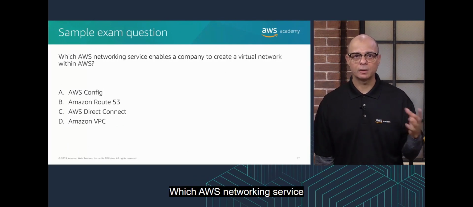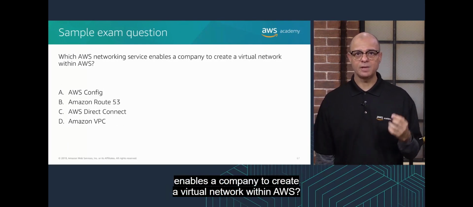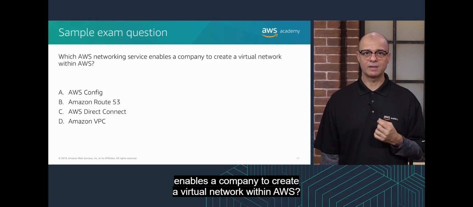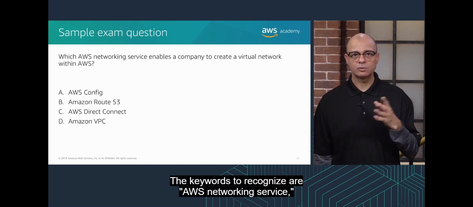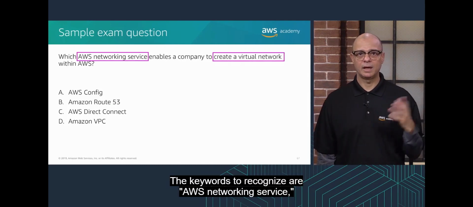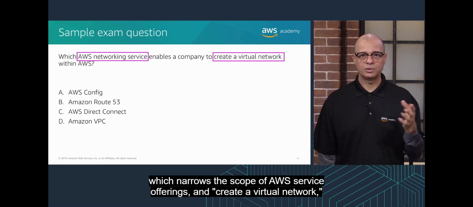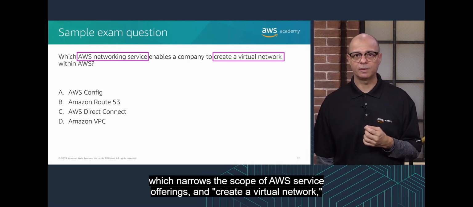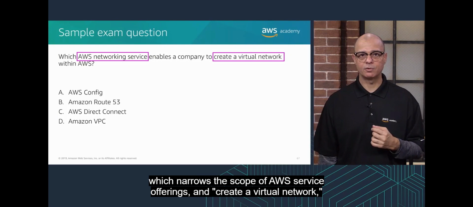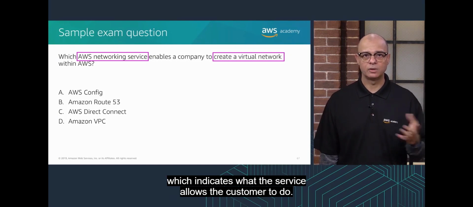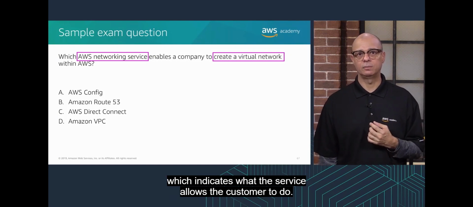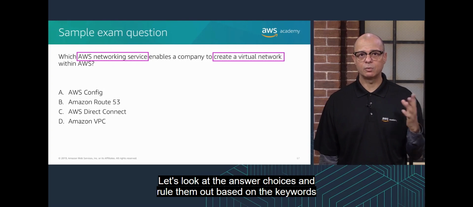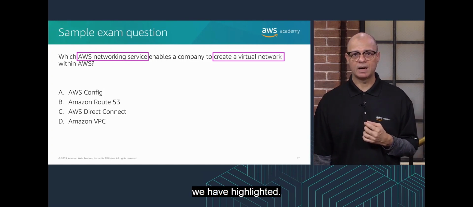Which AWS networking service enables a company to create a virtual network within AWS? The keywords to recognize are AWS networking service, which narrows the scope of AWS service offerings, and create a virtual network, which indicates what the service allows the customer to do. Let's look at the answer choices and rule them out based on the keywords we have highlighted.